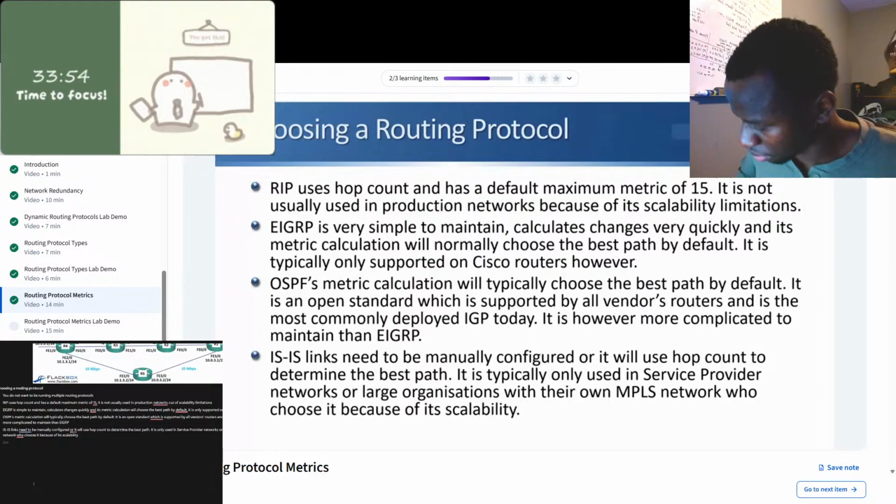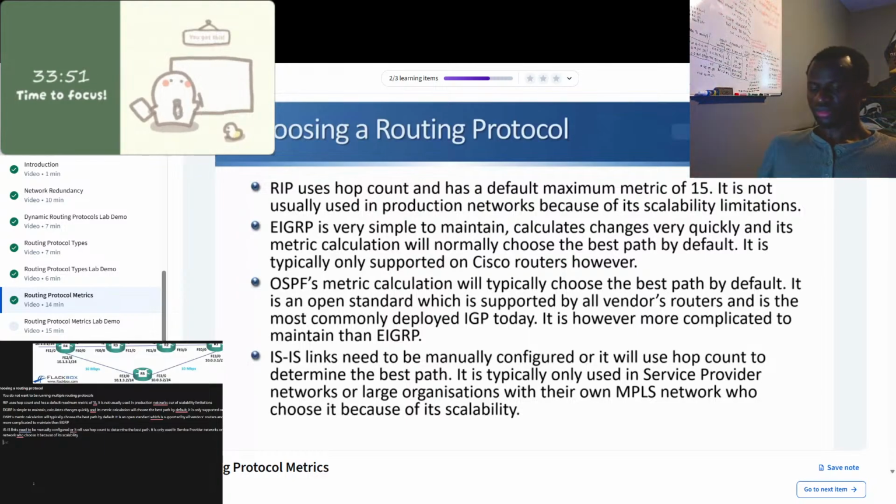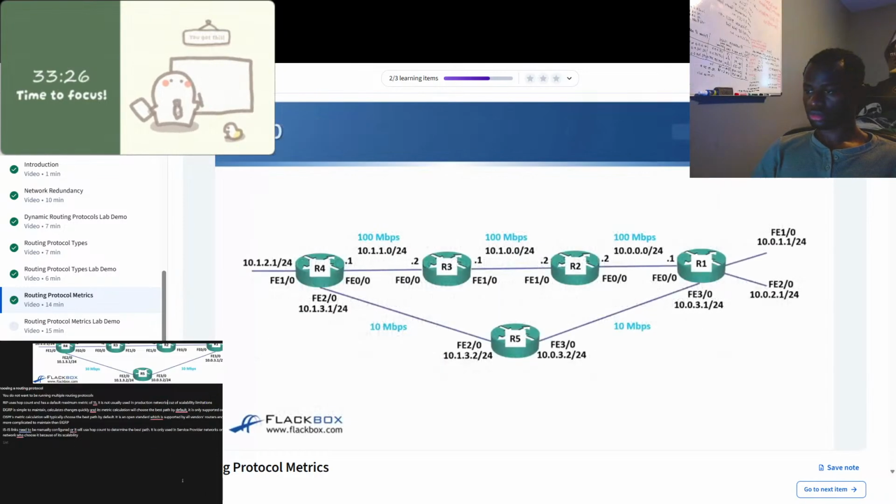Okay, so because of this, it really comes down to either EIGRP or OSPF for most organizations. EIGRP is the simplest one to use and it works great, but you can really only use it if you're using only Cisco routers. OSPF also works great as well, but it's more complicated to maintain. It is, however, supported on all vendors' routers. Okay, so that's everything I needed to tell you about metrics. Let's have a look at how it works in the lab next.